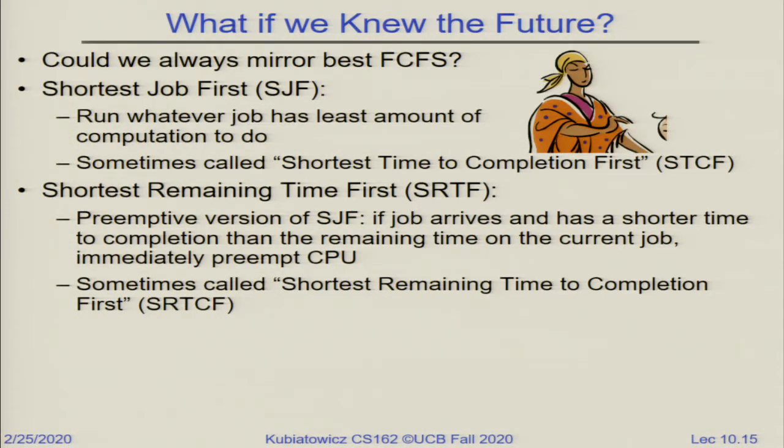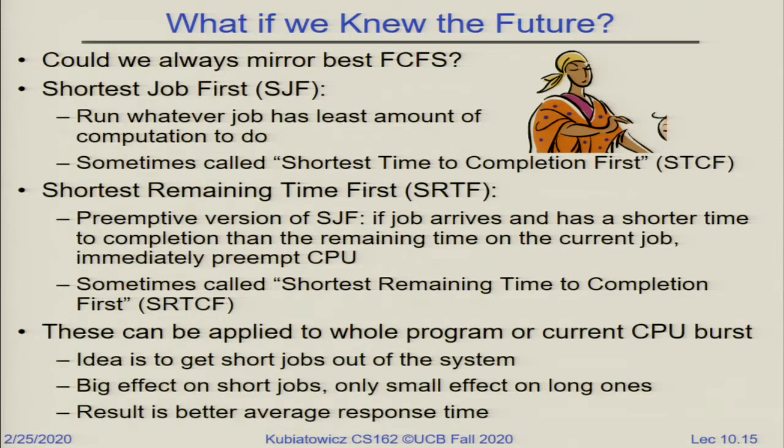Question on that? Now, of course, this is if we know the future. And you can apply this to the whole program or the current CPU burst. The idea is to try to get all the short jobs out of the system as quickly as you can, making those interactive folks happy. The big effect is on short jobs. And, of course, as we saw earlier, it's only a small effect on the long jobs. They mostly don't care unless you totally lock them out, and then they totally care, right? But you're going to go after better average response time.